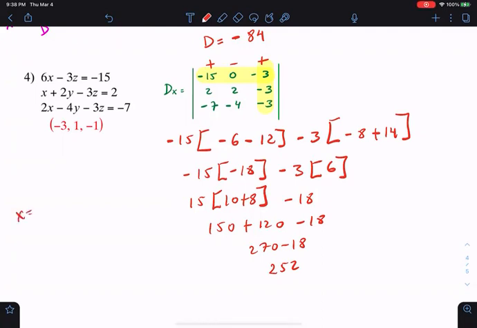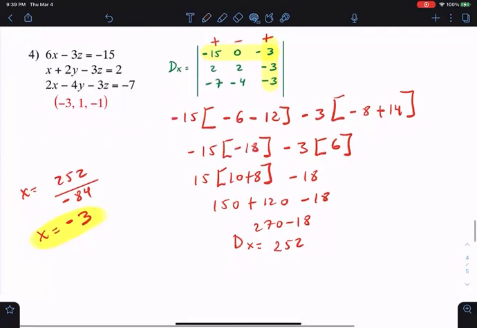So x equals dx over d. So this is dx, right? Hopefully that's right. If not, I will cry. So yeah, so this is negative 84. You can use your calculator, you can do by hand, whatever is easier for you. So I got -3. Okay, so that's for the x variable. So I solved already for x. Now I need to compute for the y variable and the c variable. So let's do that. I think I have enough room to do that here.